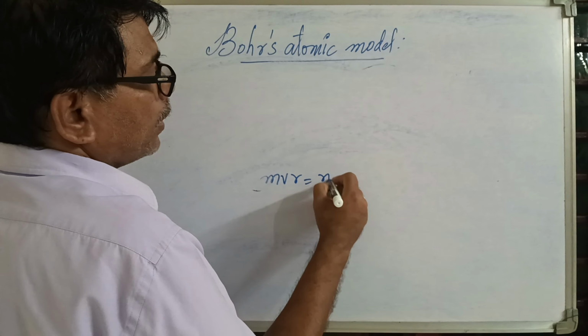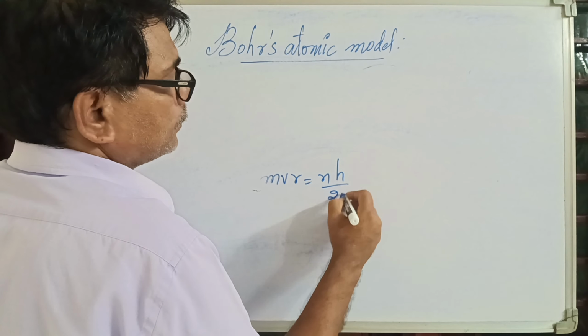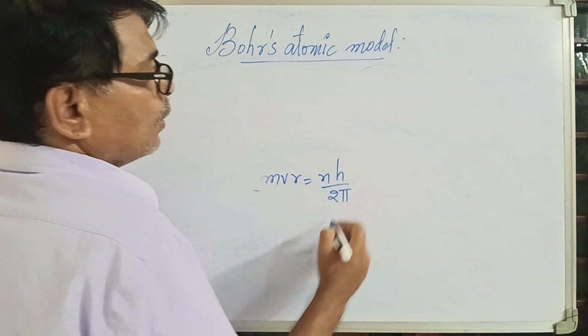MVR is equal to nh by 2 pi. 2 pi indicates what? Pi means how much is it? 180 degrees. 2 pi means how much? 360 degrees. That means stationary orbit. What do you mean by n? n is 1, 2, 3, the principal quantum number, nothing but the K, L, M shells.